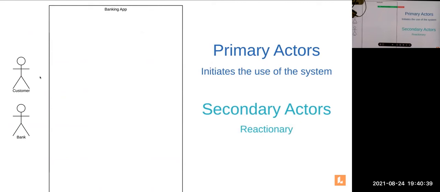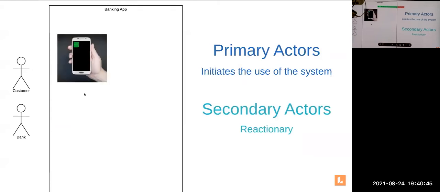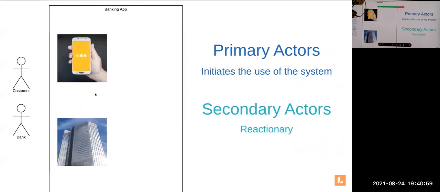The primary actor is customer. The customer is going to initiate the use of our system. They're going to pull out their phone, open up our banking app, and do something with it. Bank, on the other hand, is a secondary actor. The bank is only going to act once the customer does something. If the customer goes on the app to see how much money is in their account, only then does the bank engage with our system to provide the balance.